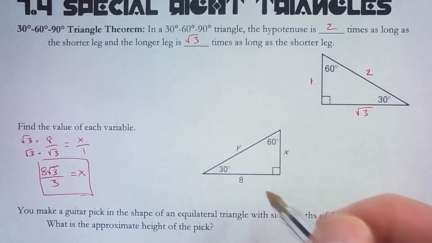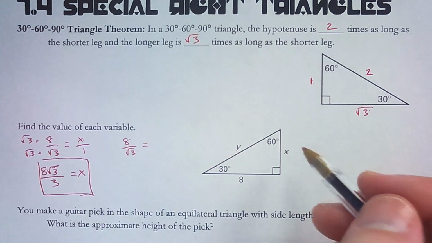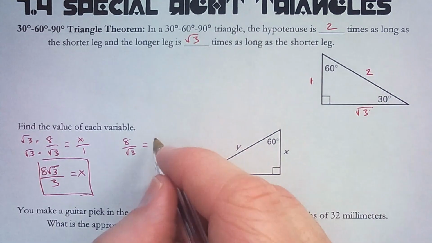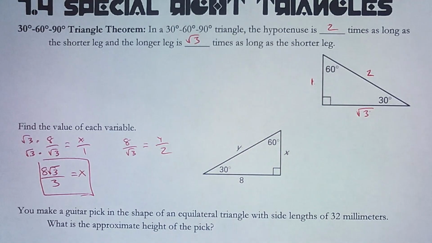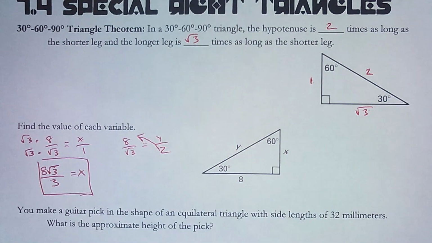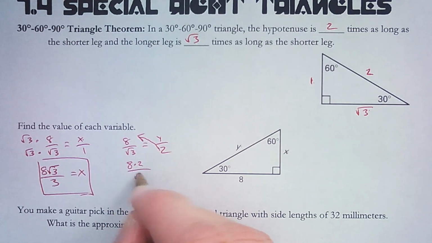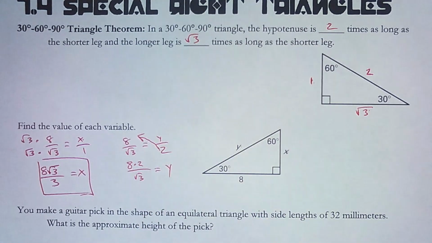Okay, now we also have 8 is to the square root of 3 as y is to 2. Okay, so I can do cross products and divide. I can also just take this and multiply it across here and get y by itself. So I get 8 times 2 over the square root of 3 equals y.